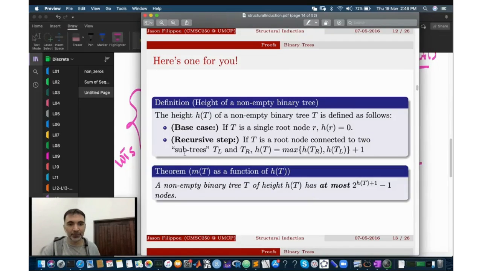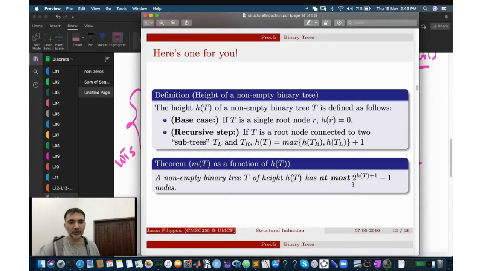It says that a non-empty binary tree of height h has at most 2 to the power h plus 1, minus 1 nodes. So this is an upper bound on the number of nodes a non-empty binary tree can have. It says you can't have more than 2 to the power of (height plus 1) minus 1 nodes in your tree. So you prove it for the simplest case, which is the base case, and then you prove it recursively using this definition. It's quite trivial. It's almost the same as what we just did.